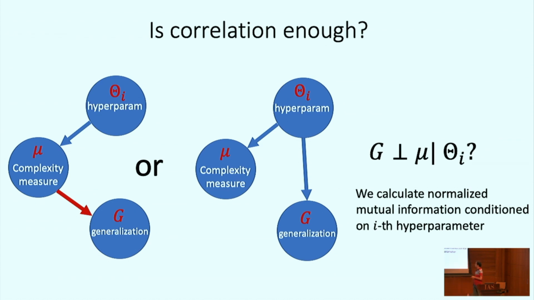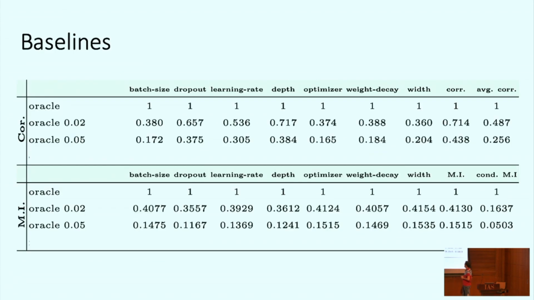In order to figure out which one is true, you can check the mutual information between your complexity measure and generalization, conditioned on a hyperparameter. If there is a direct relationship between them, when you condition on a hyperparameter, the mutual information is going to be high. If there is no direct relationship and you condition on the hyperparameter, mutual information is going to be 0. Basically, they're going to be independent. So that's what we also look at.